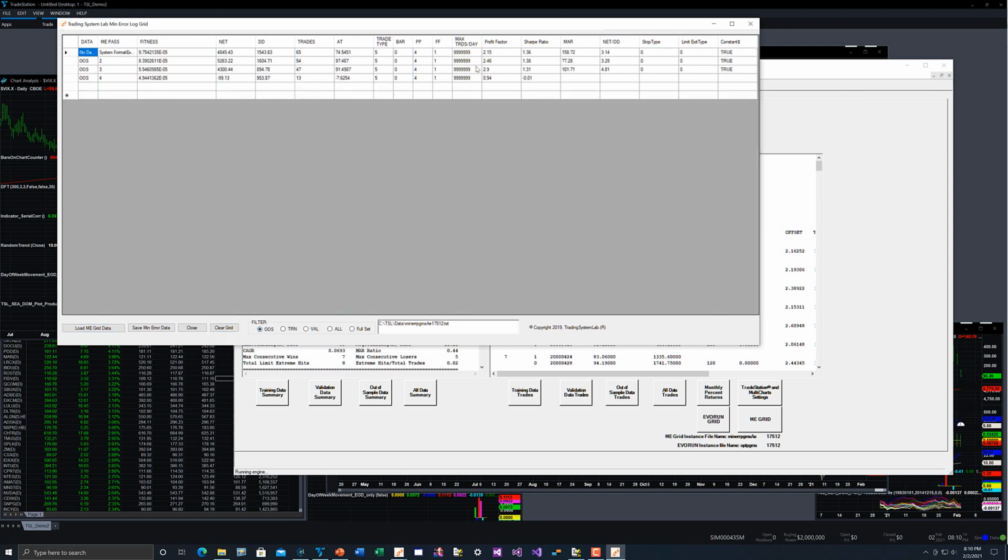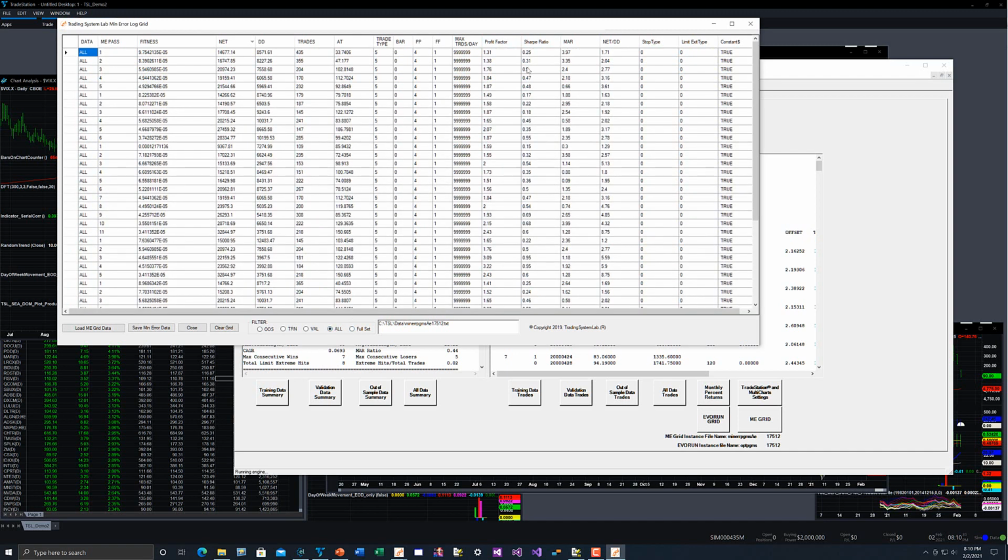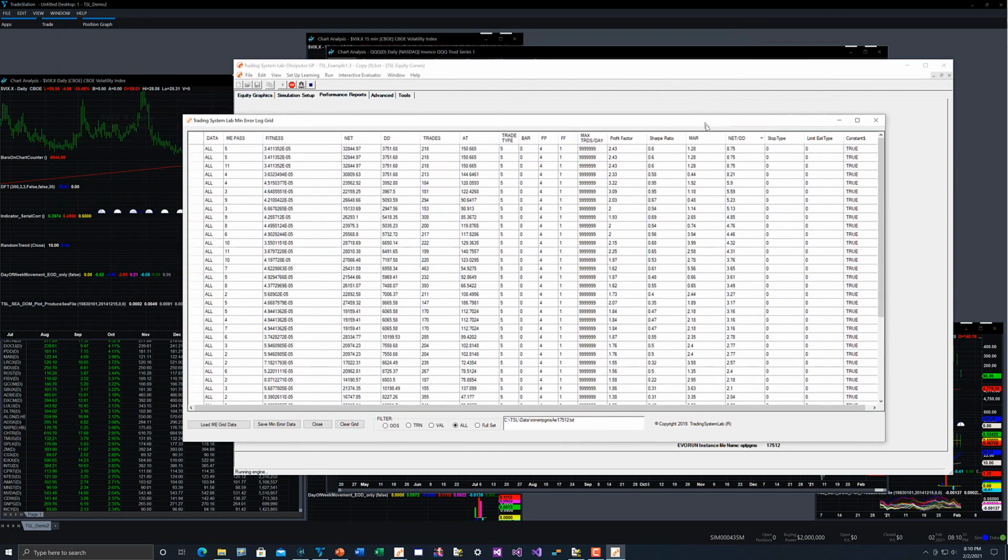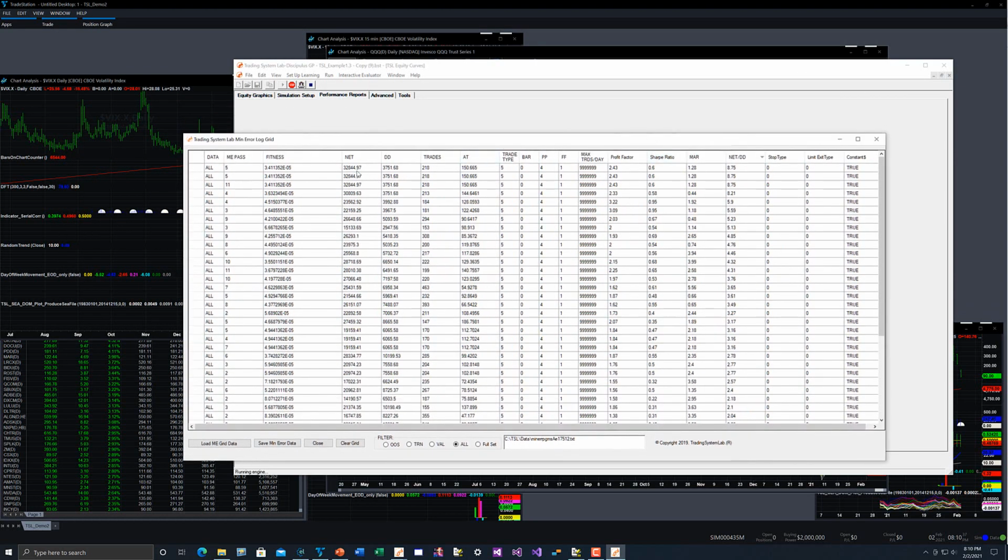For example, here is a sorting of all of the out of sample results that have come out of the engine so far. And that's sortable by Sharpe ratio or profit factor, or I can blend in the all data. This is all of the data that has resulted in trading strategies to come out of the engine. So this one here is the top trading strategy.